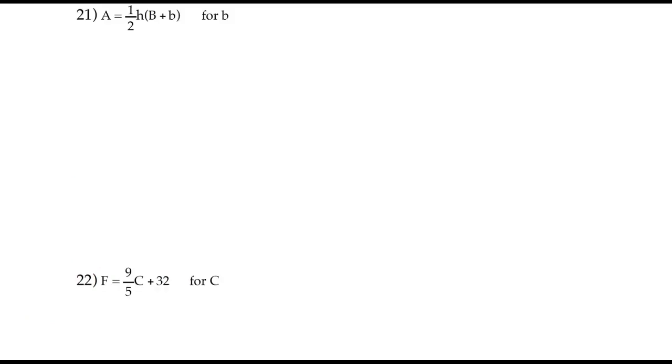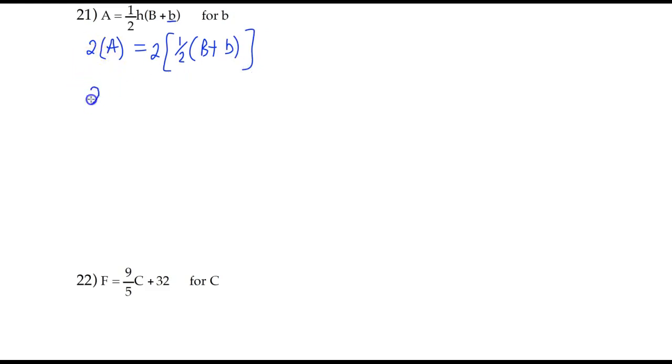All right, so for number 21, we need to solve this for b, which is this variable here. So we're going to have to sort of work our way inside of this. Again, there are several ways to do it. I'm going to take the approach that I think is easiest to get there. So the first thing I'm going to do is, since I have this fraction here, I'm going to multiply both sides of my equation by 2 so that I can get rid of this fraction as soon as possible.